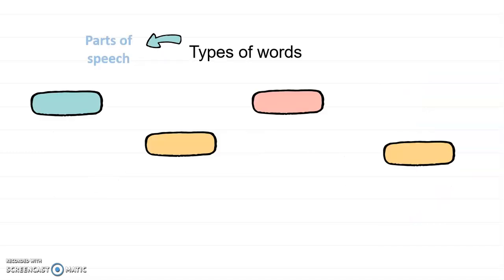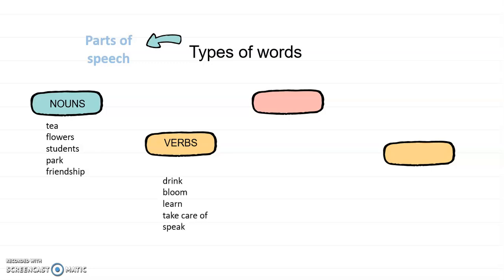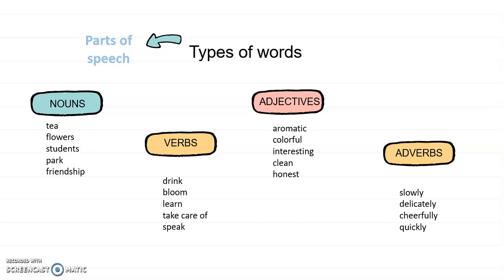There are 8 types of words or parts of speech. But first, let's concentrate on the first 4. Nouns. Some examples: verbs, such as adjectives, including, and adverbs, like the following. Let's see some characteristics of these 4 types of words.